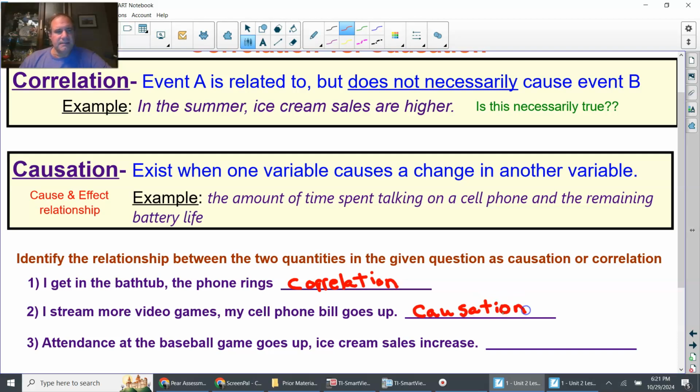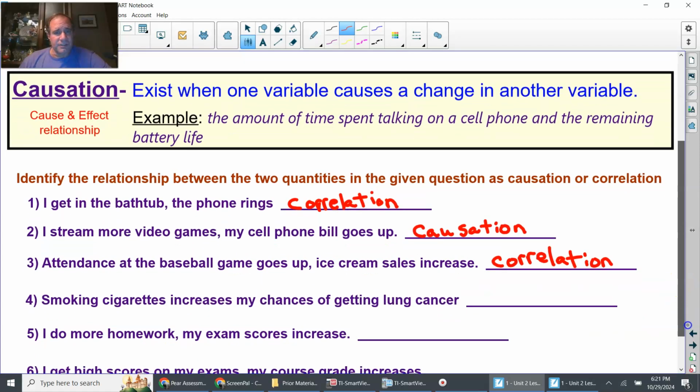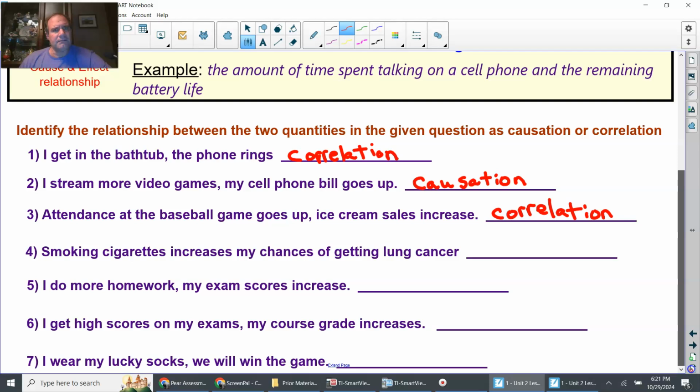The attendance at the baseball game goes up, the ice cream sales increase. That is definitely a correlation. It does not mean that if the attendance is high, it definitely will affect the ice cream sales. Might, but again, it might not. Smoking cigarettes increases my chances of getting lung cancer. That is a causation. It's definitely happening.